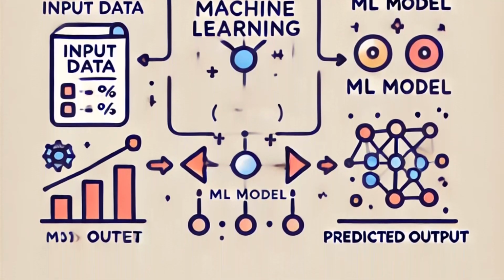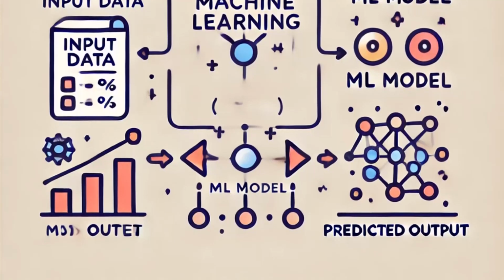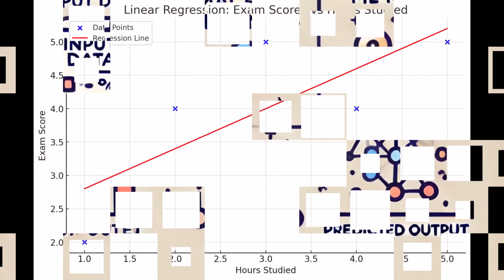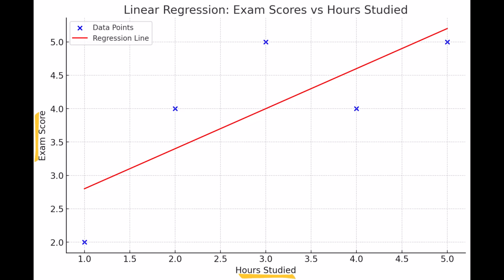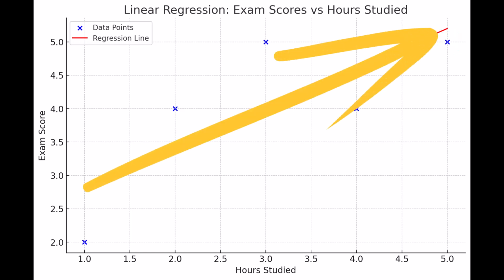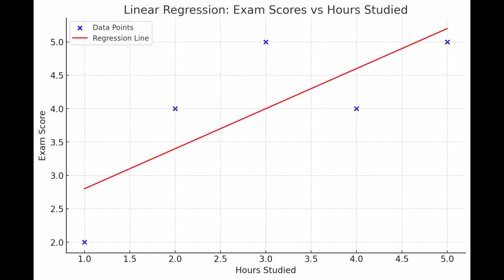One of the simplest and most commonly used machine learning algorithms is linear regression. Linear regression is a basic but powerful machine learning algorithm used to model the relationship between a dependent variable and one or more independent variables. It works by fitting a linear equation to the observed data.